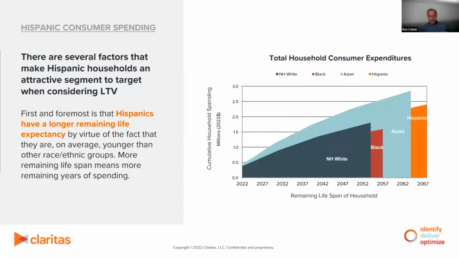And the dark blue is non-Hispanic white, red here is non-Hispanic black, light blue is non-Hispanic Asian, and orange is Hispanic. So you can see that because they have more years of spending left than other groups, there's more spending going on. This is per household. What does this mean? If you can cater your products and services to Hispanics and attract them as loyal customers and retain them over their lifetimes, you're going to get more years of spending out of them than out of non-Hispanic customers. Plain and simple, that's what this graph shows.